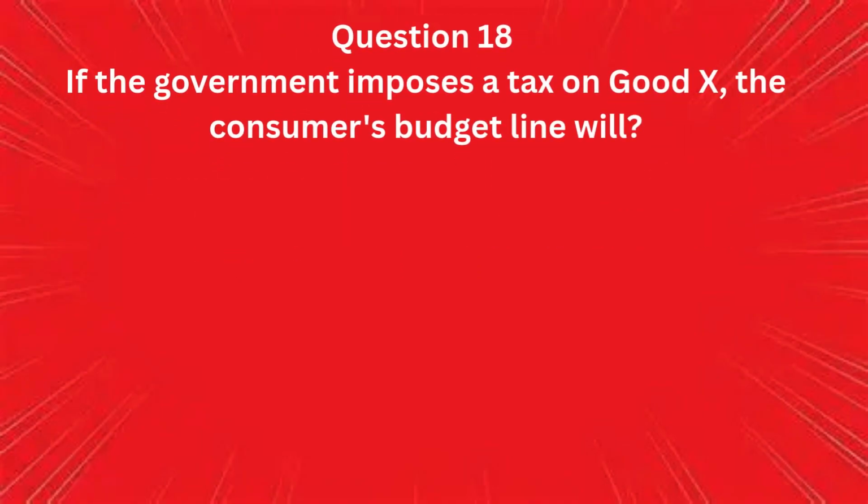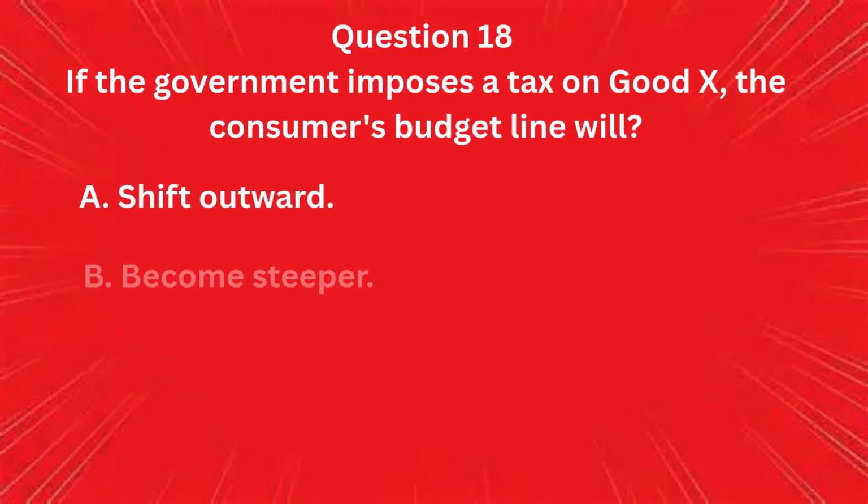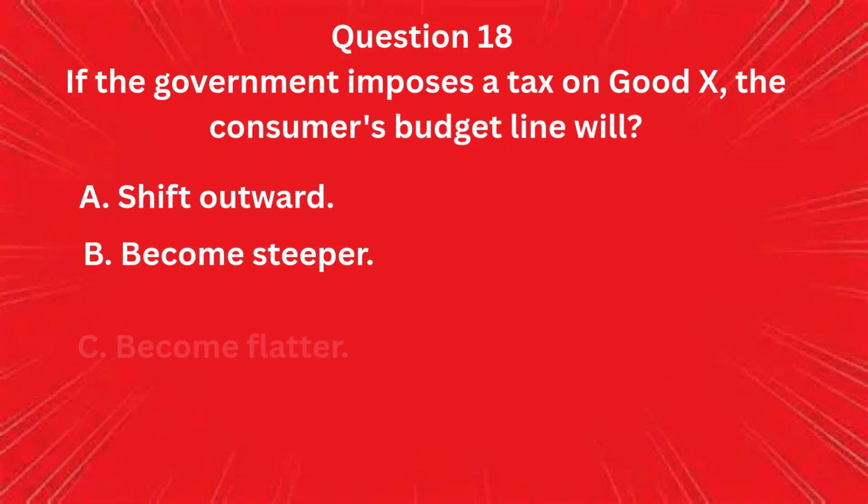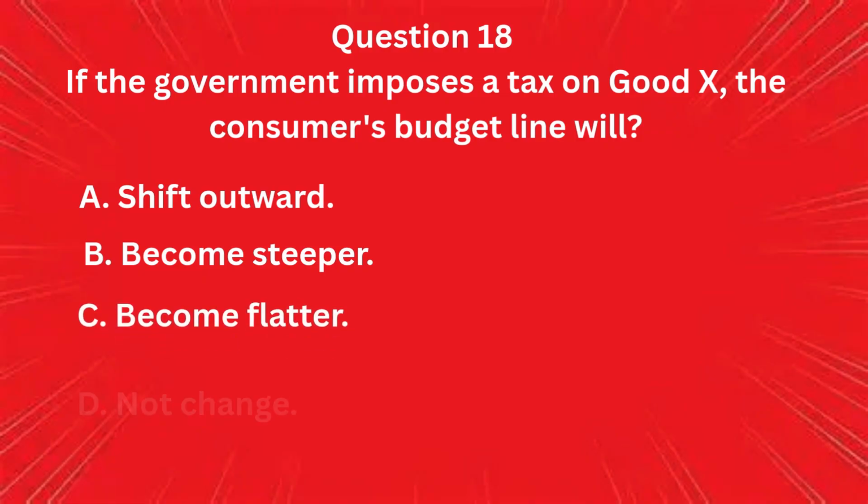If the government imposes a tax on good X, the consumer's budget line will A. Shift outward. B. Become steeper. C. Become flatter. D. Not change.